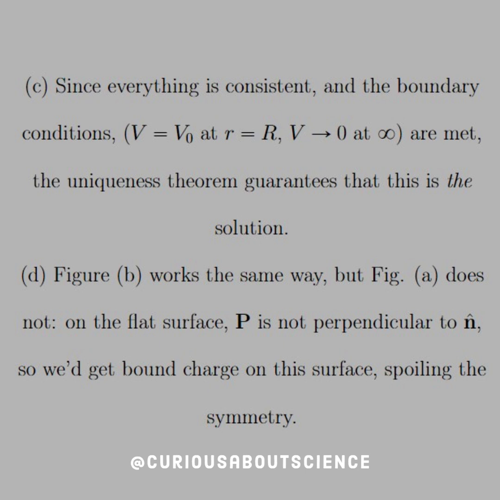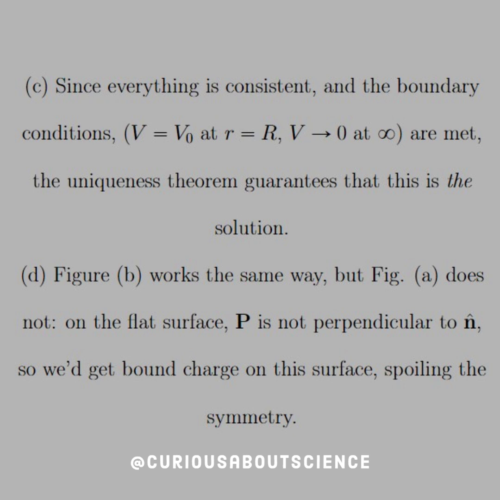So for part C, everything is consistent, and the boundary conditions are met: V equals V naught at the surface, little r equals capital R, and also V goes to 0 at infinity, which is why we set up the reciprocal relationship. Since those are met, the uniqueness theorem then guarantees that this is the solution.